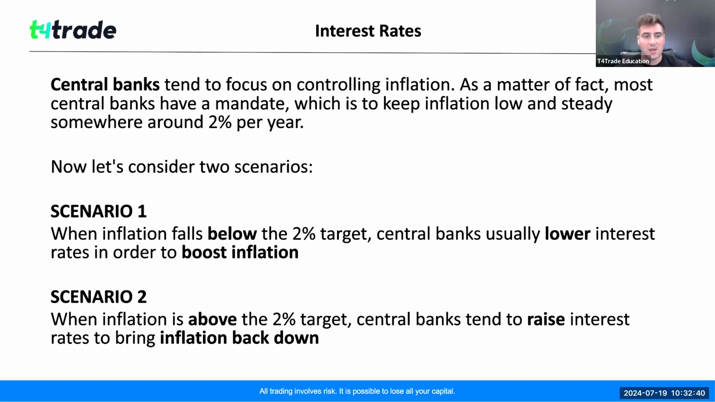So when inflation rises, this is the second scenario. If inflation rises above the 2% target, the 2% target is an arbitrary kind of level that for some reason central banks agreed is the most appropriate percentage level for inflation in order for the economy to grow steadily over the next, I don't know, 5, 10, whatever years. So again, arbitrary number, 2%. If inflation is above that 2%, what central banks tend to do is raise interest rates in order to bring inflation back down. And how does that work?